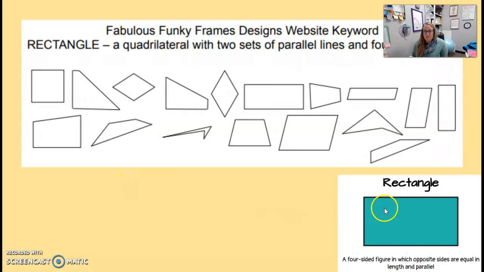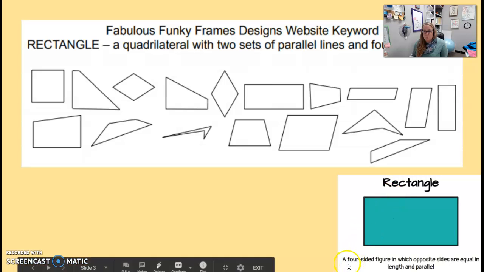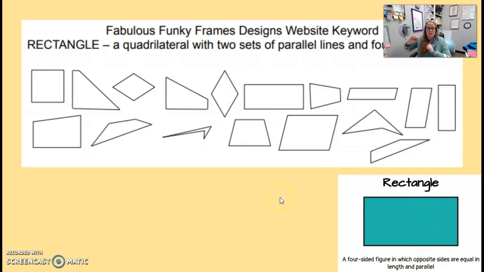The next one I want to look for are rectangles. So a rectangle is a 4-sided figure in which opposite sides are equal in length and parallel. Remember, parallel means they never ever cross. So let's look. Do you agree that this one's a rectangle? These 2 sides are the same. These 2 sides are the same, and they are parallel. They're never going to cross, and they also have right angles or square corners. So I agree with that one. Do you see another one?